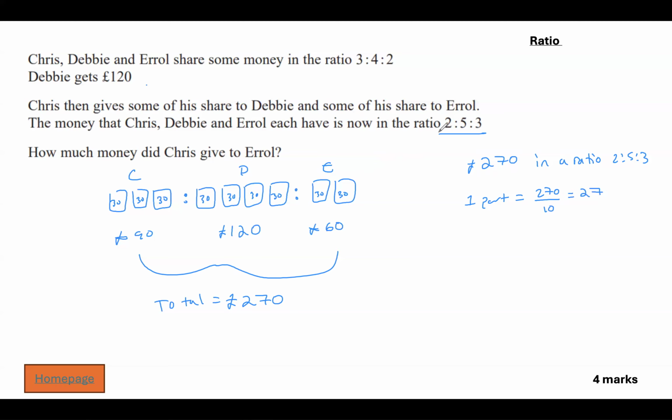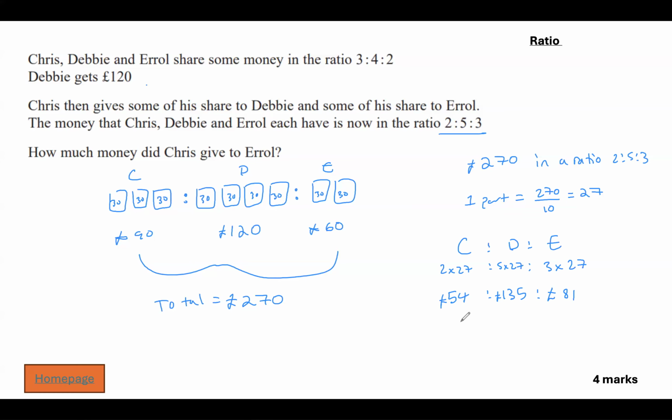Now, let's just write this out again. So we've got Chris, Debbie, and Errol. So Chris is going to be 2 times 27. Debbie is going to be 5 times 27. And Errol is going to be 3 times 27. So what is that going to be? We've got 54. We've got 135. And 3 times 27 is going to be 81 pounds.